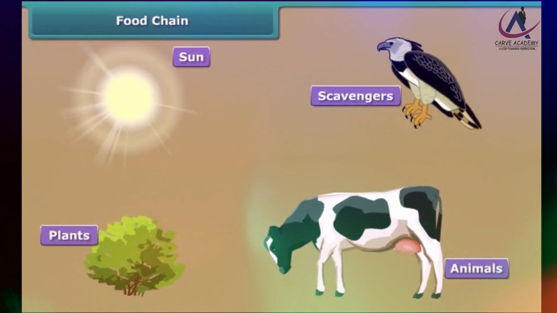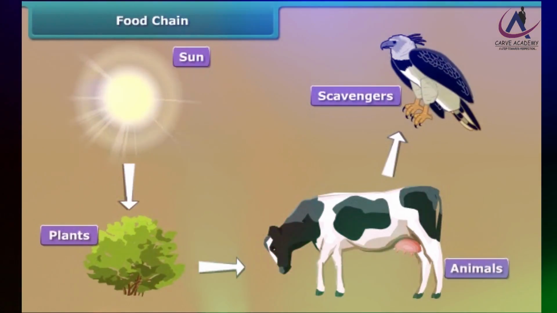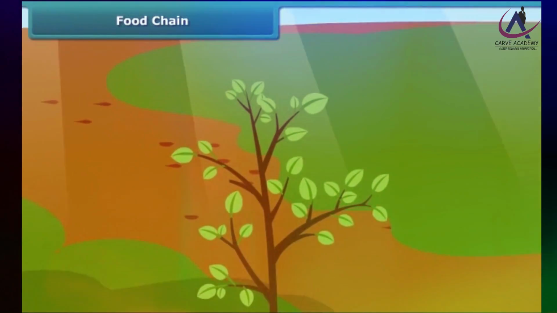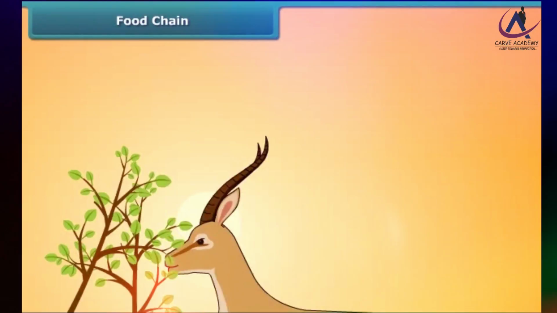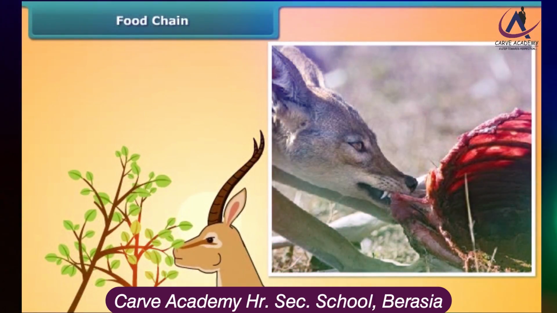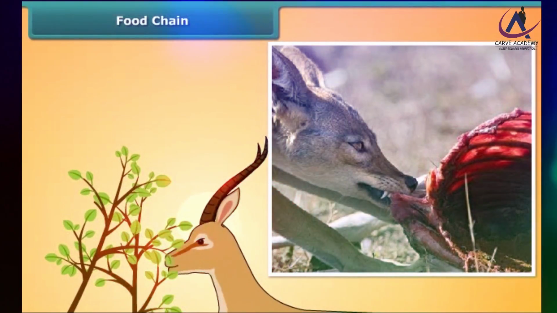The food chain is an arrangement in which energy passes from one organism to another. The main constituents of the food chain are the sun, the plants, the animals, and the scavengers. The sun is the principal source of energy. The plants are the producers as they manufacture their own food with the help of sunlight. The animals are the consumers. Animals can be plant-eating herbivores or flesh-eating carnivores. Animals can also be omnivores, consuming both plants and other animals.